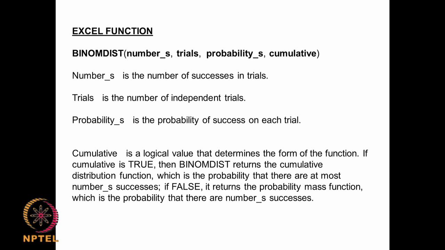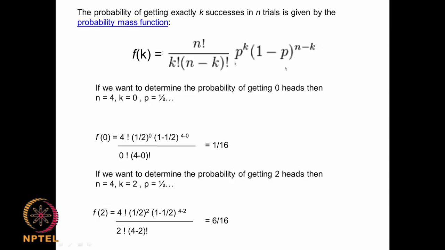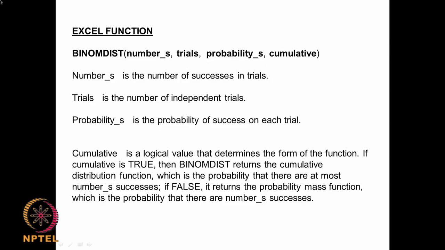That means if I put true here, it tells you what is the cumulative probability for getting at least 2 heads out of 4 trials. That means it will look at 0, it will look at 1, then it will look at 2. So it will give you the summation of all these 3 things. So we can use Excel also to do the same calculation, or we can actually calculate it out also. Okay, so you understood. So you have an Excel function called binom distribution, and there are 4 terms here. The trials, this is equal to n, this is equal to k, this is equal to p, and here you put false to get the answer.